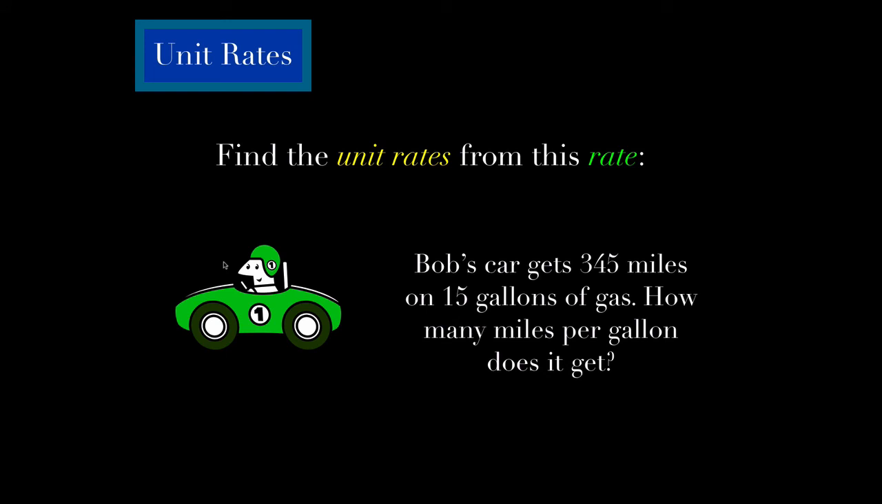Bob's car gets 345 miles on 15 gallons of gas, right? So let's see, we would have 345 miles to 15. That would be the rate, right? So 345 miles to 15 gallons. And if we wound up doing the division, we would find that Bob would get 23 miles per gallon, and that would be the unit rate. Okay.